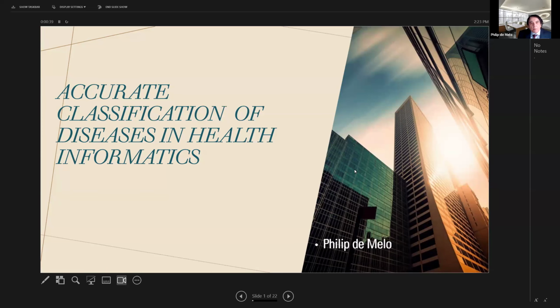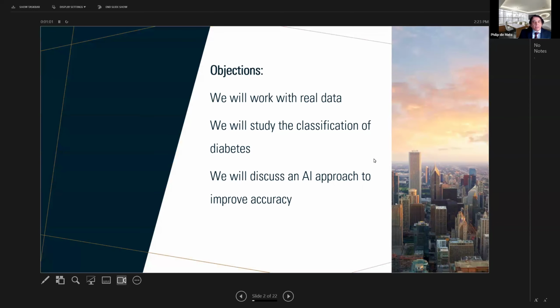Okay, today we are going to talk about health informatics, and how we can use the power of health informatics for accurate classification of various diseases. We are going to talk today about diabetes. So the objective of today's lecture is just to show how to work with real data.